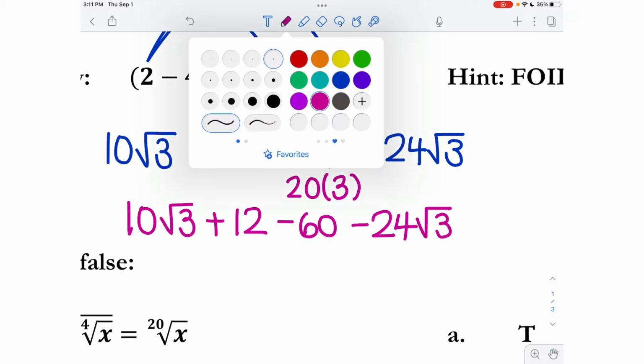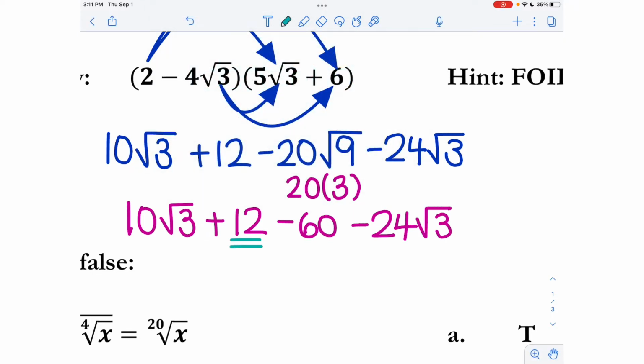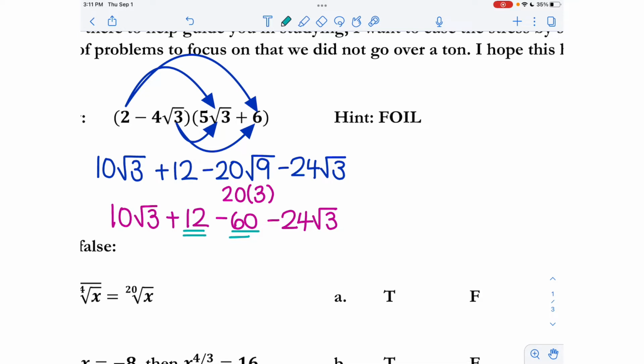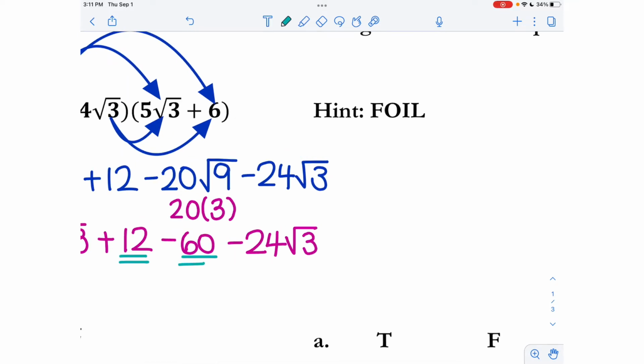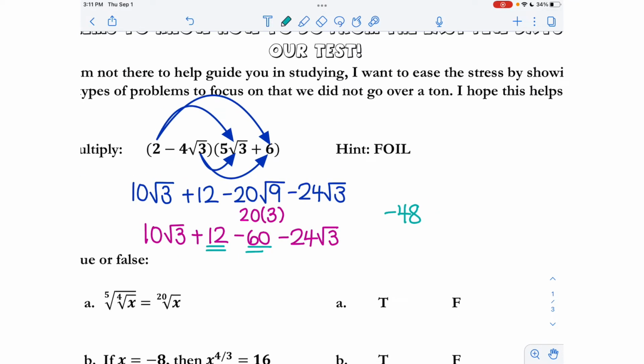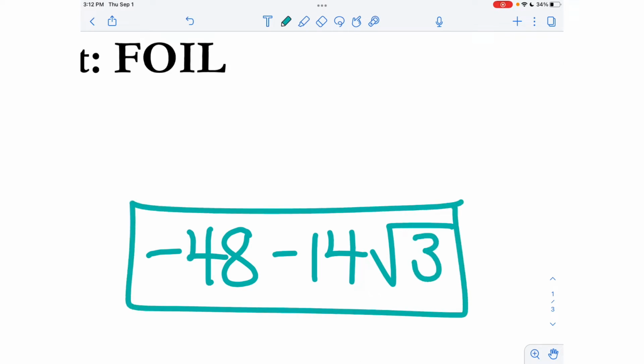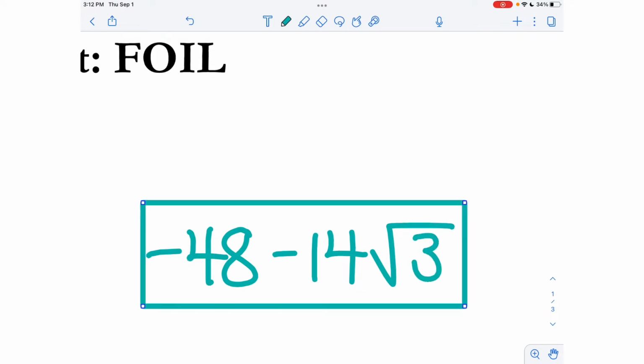So I can combine a couple things here. I can combine 12 and negative 60, so let's put that part first. That's negative 48. And then 10 and negative 24 combine to negative 14 root 3. That's the answer. You cannot combine that any further.